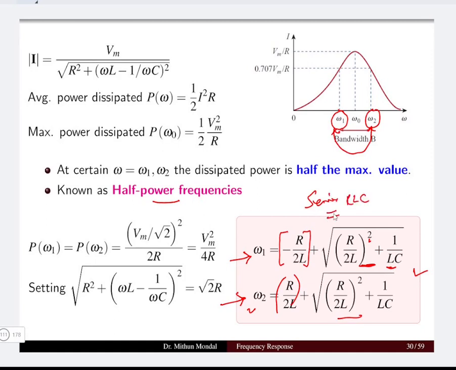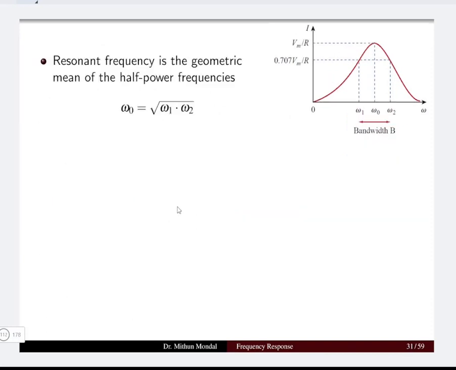The same derivation we are going to do when we talk about the parallel RLC network. Now, the resonant frequency omega naught is basically the geometric mean of the half power frequencies. So given the half power frequencies omega 1 and omega 2, we can obtain omega naught as the geometric mean of omega 1 and omega 2.